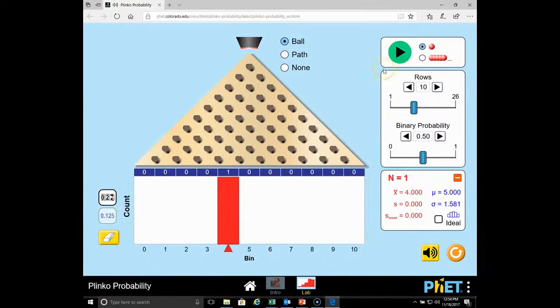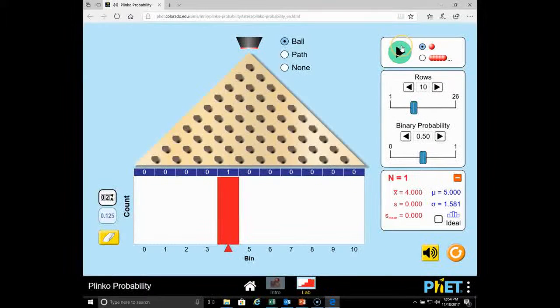Now the value for that ball turned out to be a 4. And the reason it's a 4 is that what is counted as the measure of that ball is the number of times it goes right. When it hits a pin, it either goes right or left with probability of 0.5. In this case, it went right 4 times and it went left 6 times because there are 10 rows. So that's the metric or the measure that's being used here.